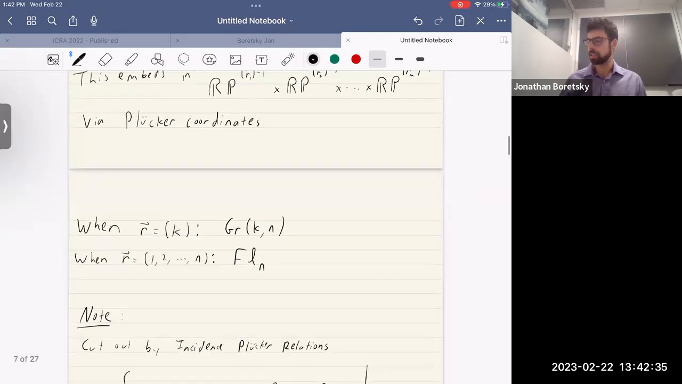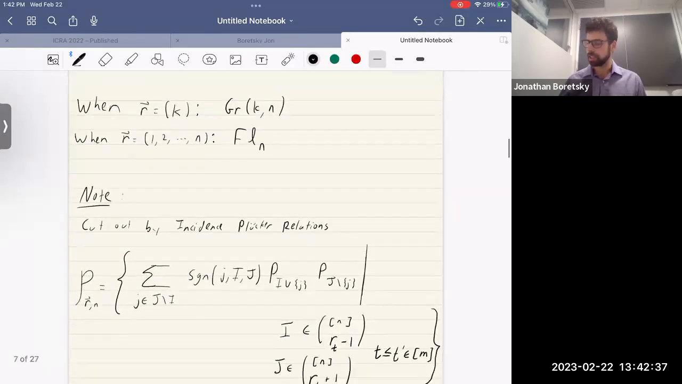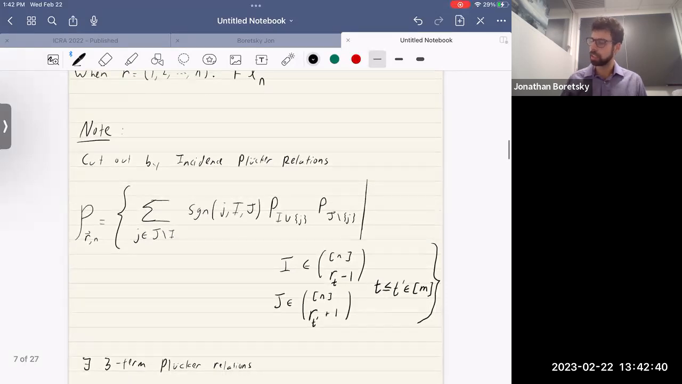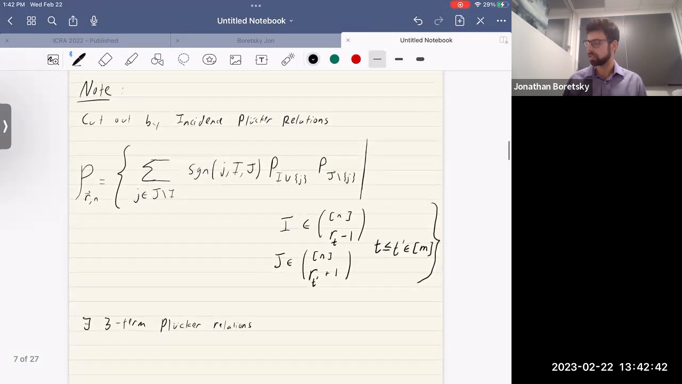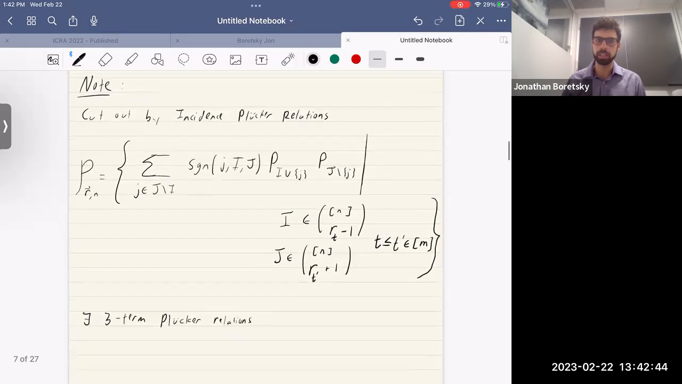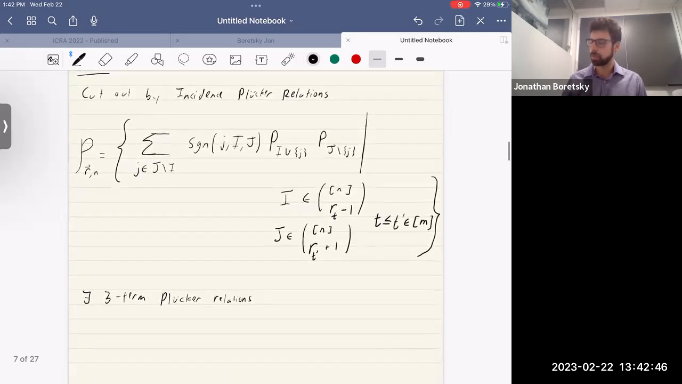One more thing I want to tell you about the partial flag variety is that it's cut out by these incidence Plücker relations. I'm not going to worry too much about what the relations actually are, but I do want to point out that amongst these, there are some 3-term relations. And you'll notice that the relations depend on r_t and r_t', which are two of our ranks from our rank vector.